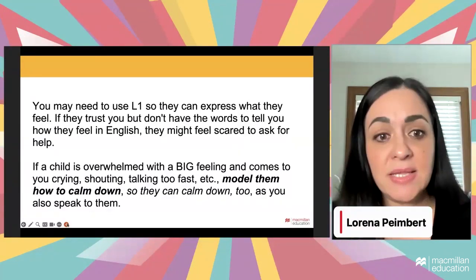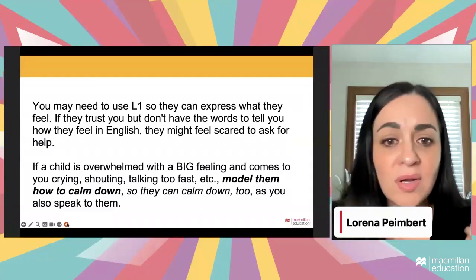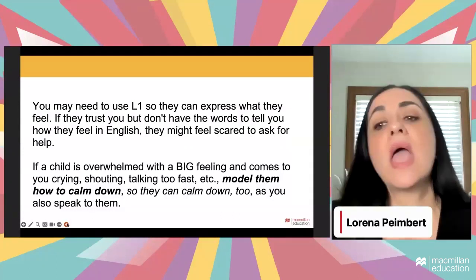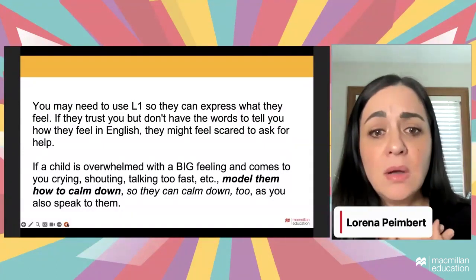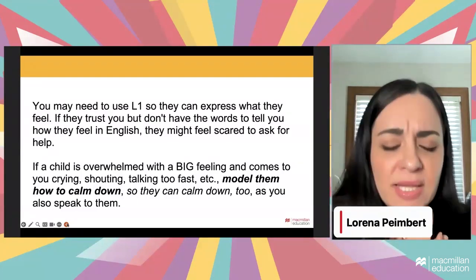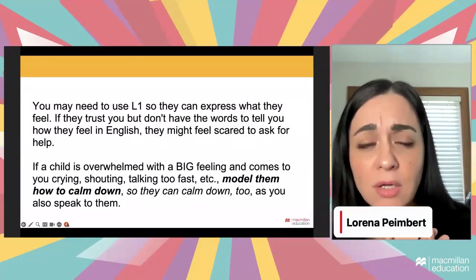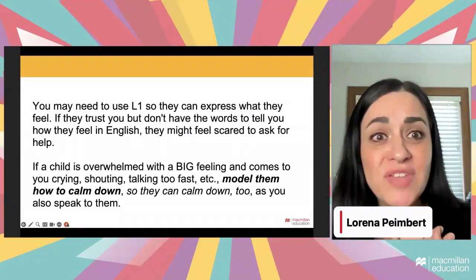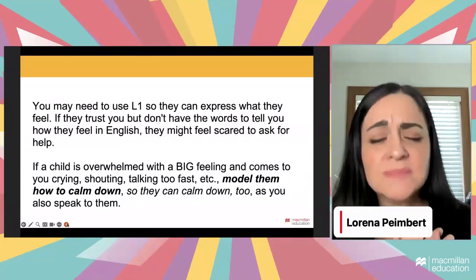And if a child is overwhelmed with a big feeling and comes to you crying or shouting or talking too fast, model them how to calm down. Okay, honey, okay, yes, you're feeling angry. Touch your heart, touch your heart. Can you feel how fast it is beating? Yes? Okay, let's breathe in and out.